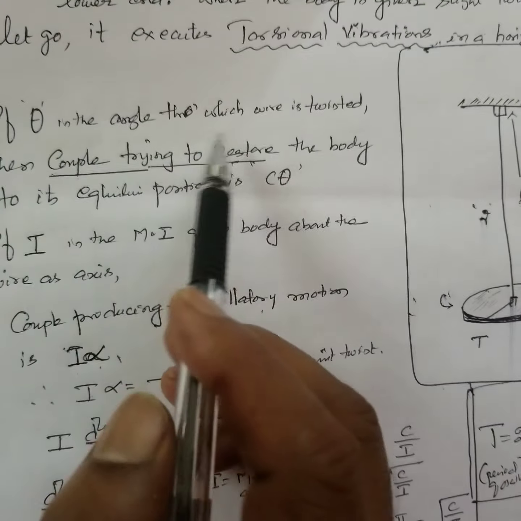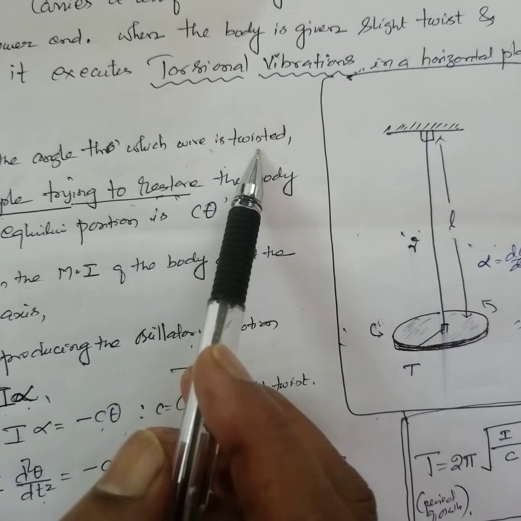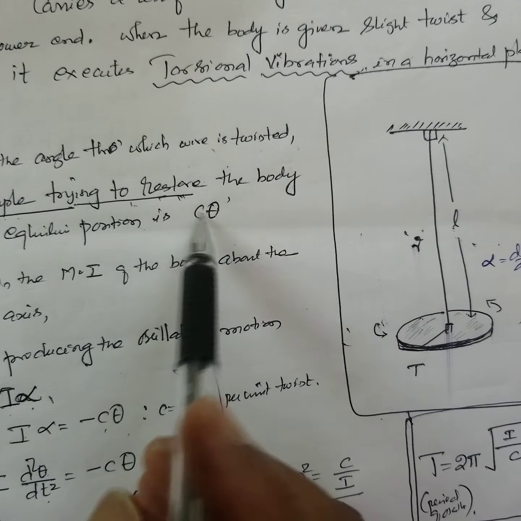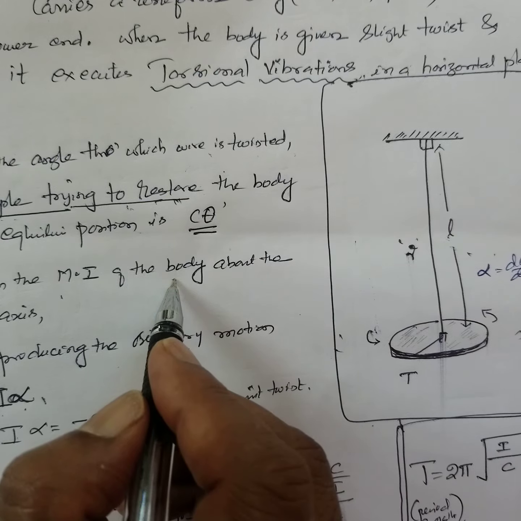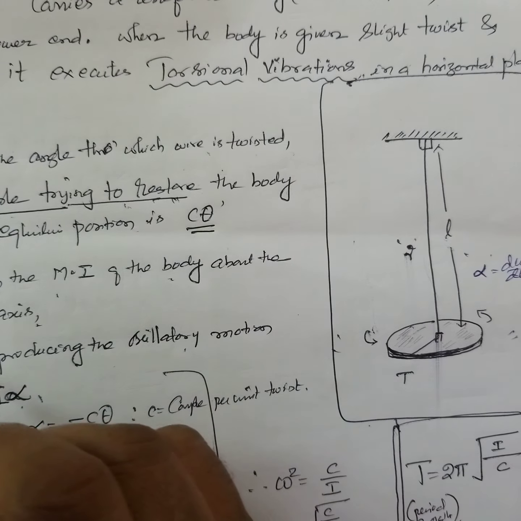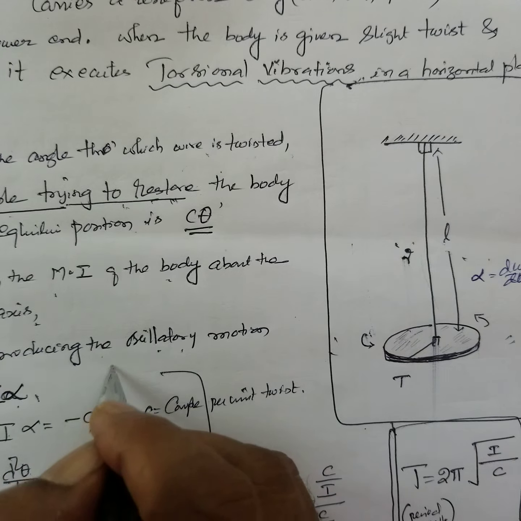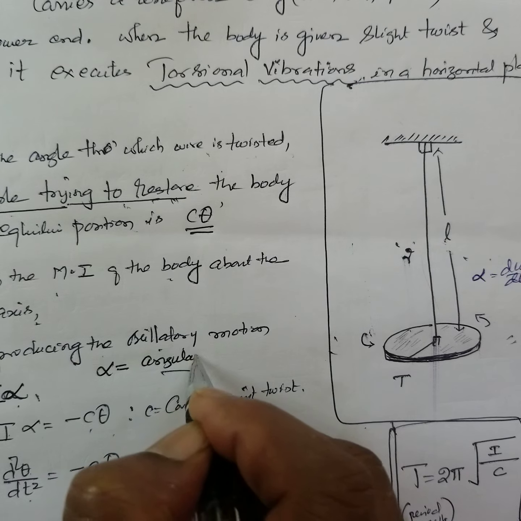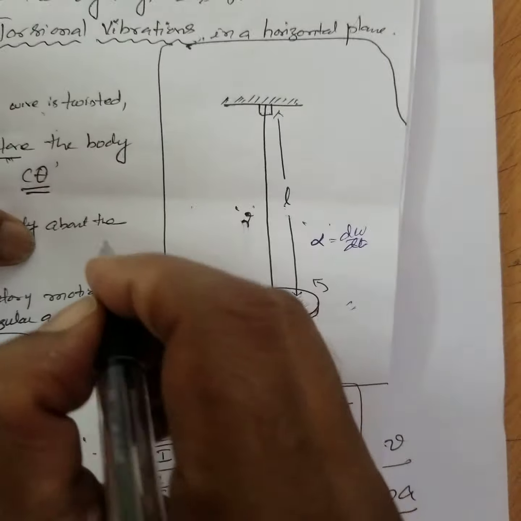See, if theta is the angle by which the wire is twisted, then the couple trying to restore the body, the expression is c theta. If I is the moment of inertia of the body about the wire as axis, the couple produced by oscillation motion is equal to I alpha, where alpha is the angular acceleration.